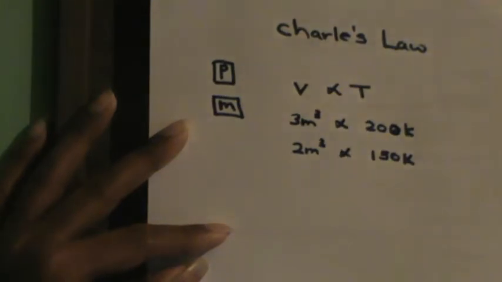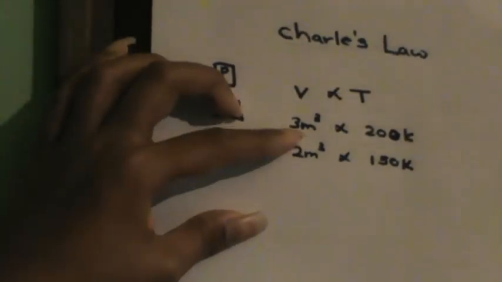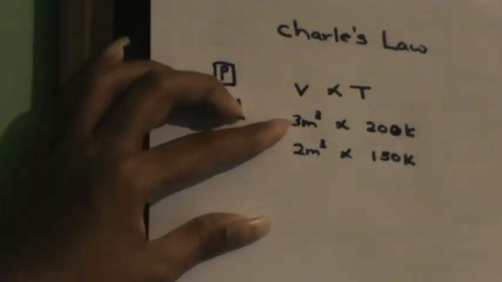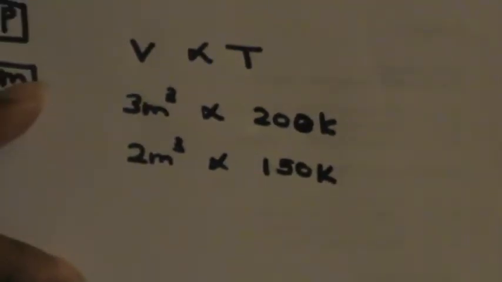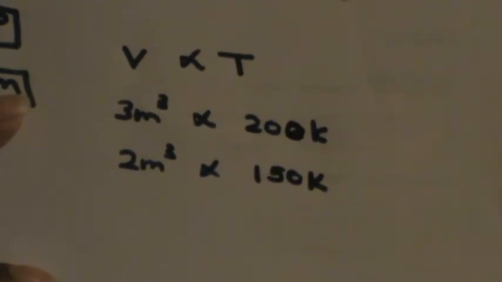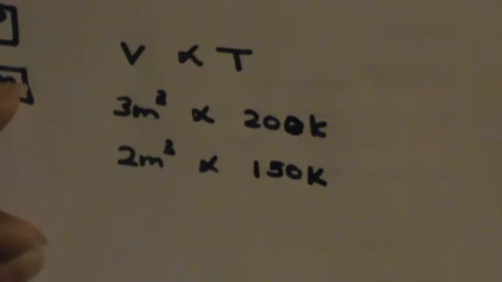Consider these to be two gases. For the first gas, the volume is 3 cubic meters, and it is proportional to its Kelvin temperature, which is 200. This is not 200 degrees Celsius, it is 200 Kelvin. And for the other gas, the volume is 2 cubic meters and it is proportional to its Kelvin temperature, which is 150. The Kelvin temperature is also sometimes called the absolute temperature.